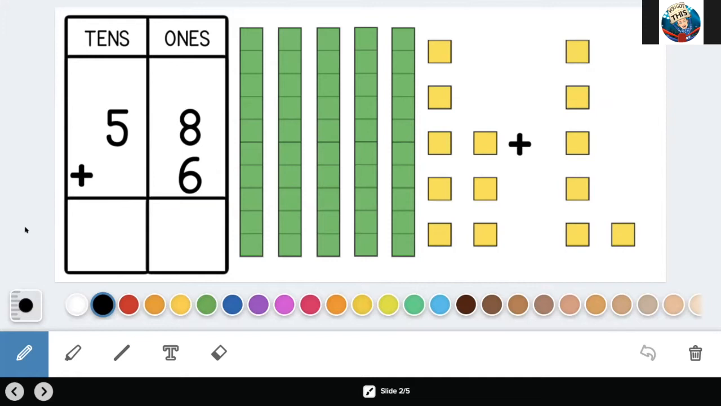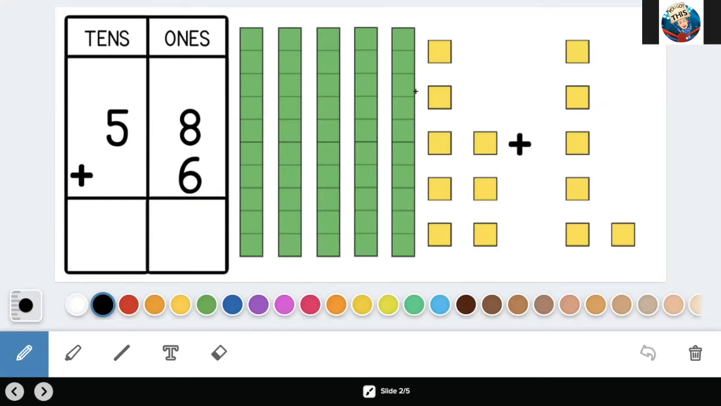On your screen, you will see the standard algorithm, 58 plus 6, as well as base 10 blocks modeling 58 plus 6. I've included the base 10 blocks already modeled for us so that it'll make our work today a little bit smoother and a little bit easier. So let's just get into it.